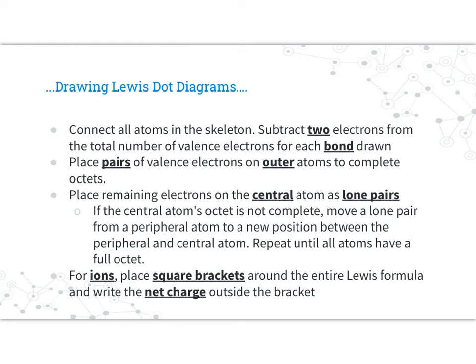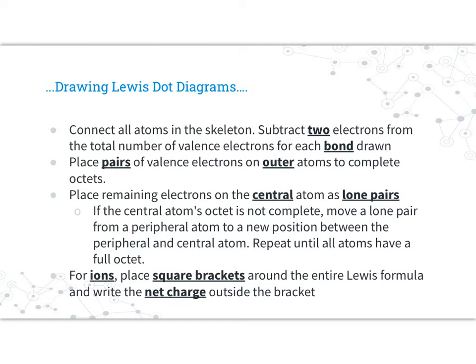We're going to connect all atoms in the skeleton, and every time we connect, we're drawing a bond. One bond is composed of 2 electrons being shared between those 2 elements. So what we'll do is we'll subtract 2 electrons from the total number of valence electrons to account for each bond drawn. We're going to place the valence electrons on the outer atoms first, and then we're going to work our way onto the central atom as lone pairs. If the octet is not complete, we're going to move a lone pair from an outer atom or a peripheral atom to a new position between the peripheral or outer atom and central atom.